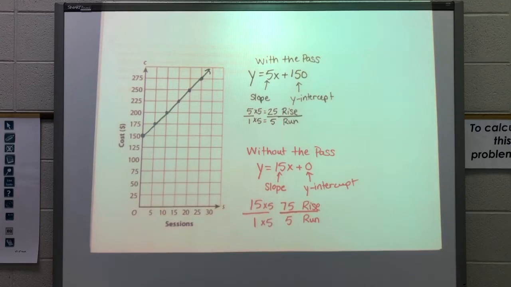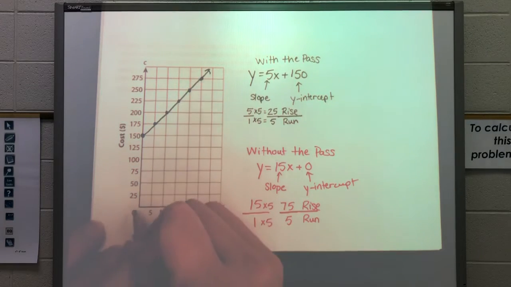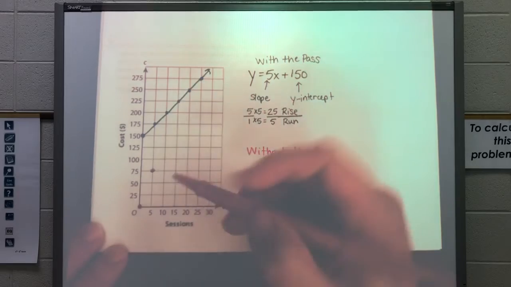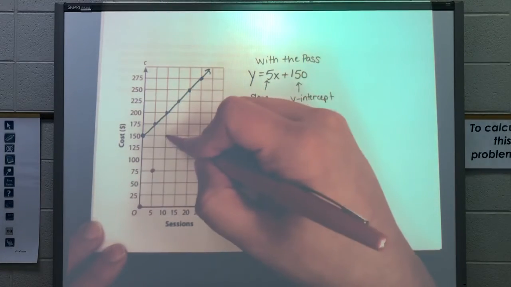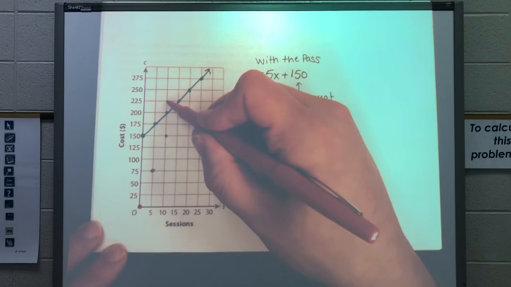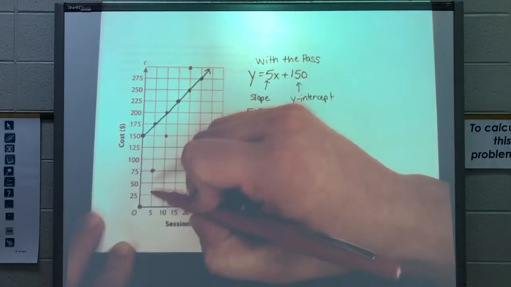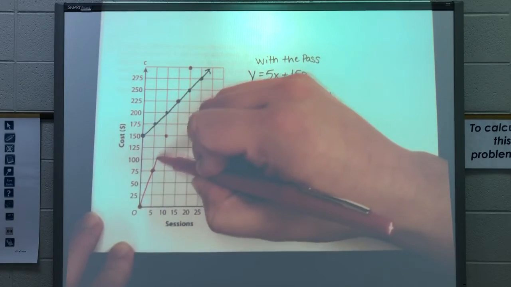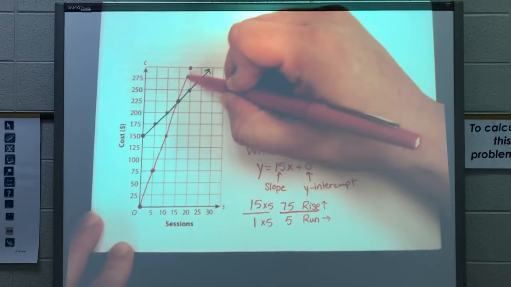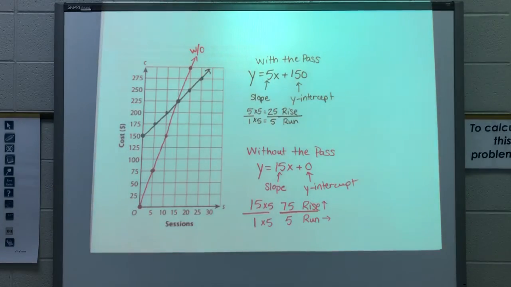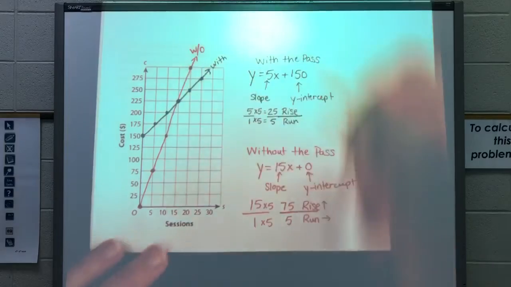So where do I start? I start at the origin because I have no upfront fee without a pass. And I'm going to go up 75 and over to the right 5. So 75, 5. And I go up 75 more over 5, and up 75 more over 5 again. And best I can, I'm going to make this line as straight as I can. So this is without. And the other one is with the pass.